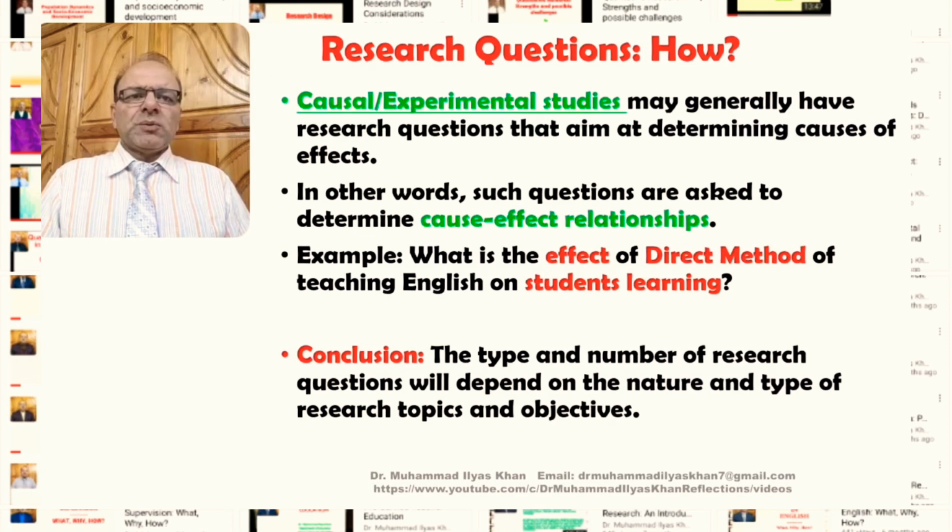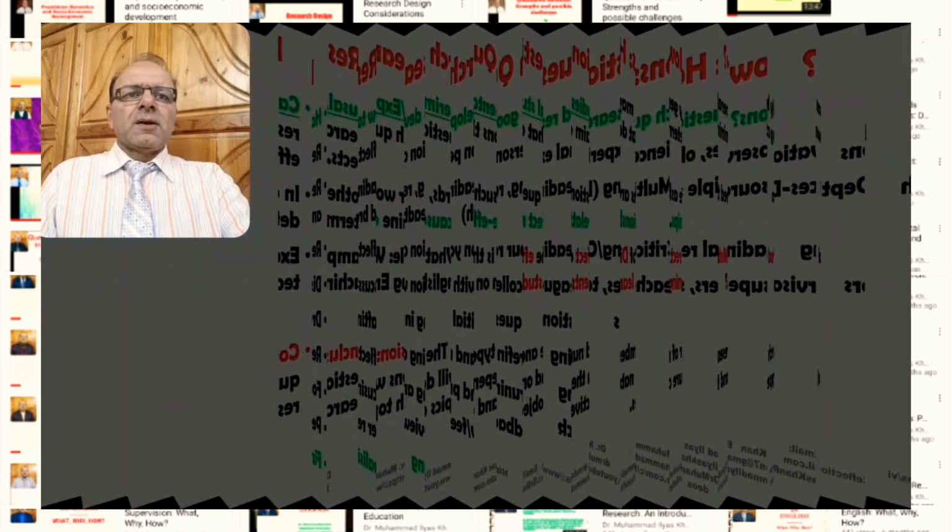So, in conclusion, what we can say is that the type and number of research questions will depend on the nature and type of research topics and objectives.